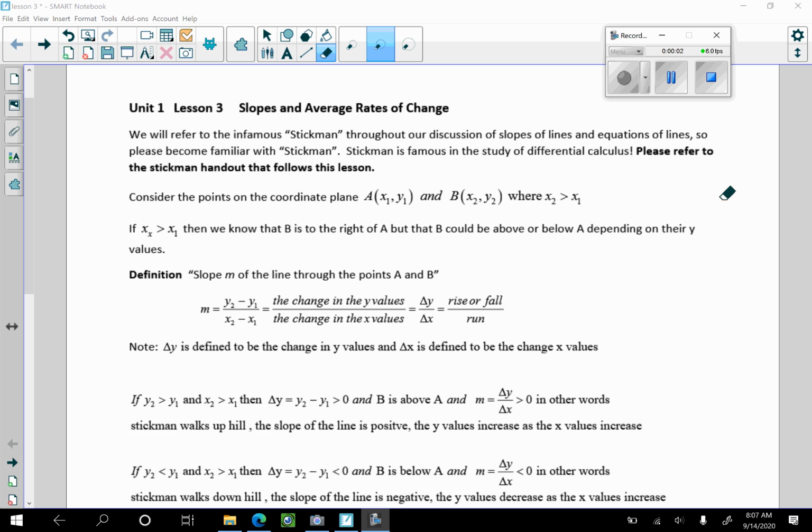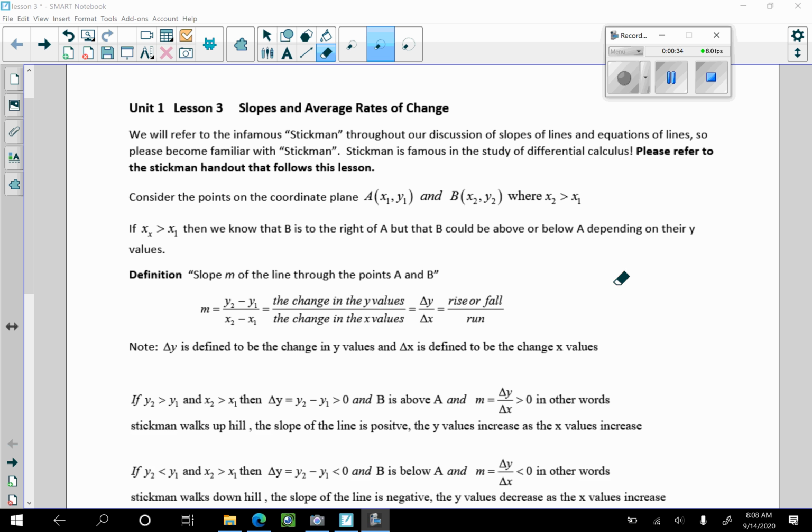Okay, welcome everyone to Unit 1, Lesson 3, Slopes and Average Rates of Change. The biggest difference between this lesson and the one before is the verbal description of the average rate of change. So you will have to pay very close attention and write down very good notes when we start giving a verbal description of the average rate of change. We've been doing that multiple times in calculus this year thus far.